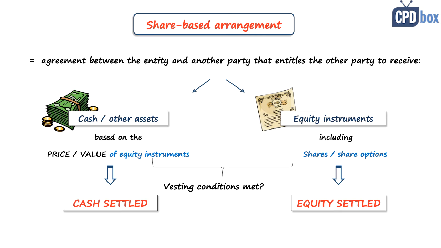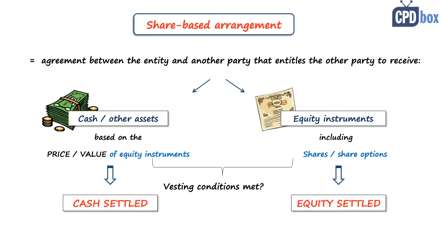There could also be some vesting conditions, and these are some service or performance conditions that the other party must fulfill before being entitled to the share-based payment. For example, directors might be entitled to receive the shares of the company after 5 years of their service, and these 5 years are a vesting condition.